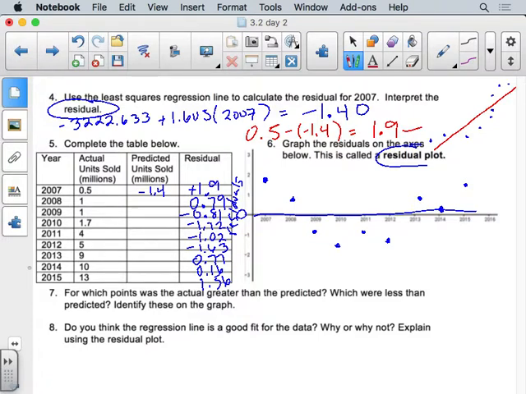Okay, so for which of the points was the actual greater than the predicted? Which of them were less than predicted? So these values here were the ones that have an actual greater than predicted. So I just said our actual value was above prediction.